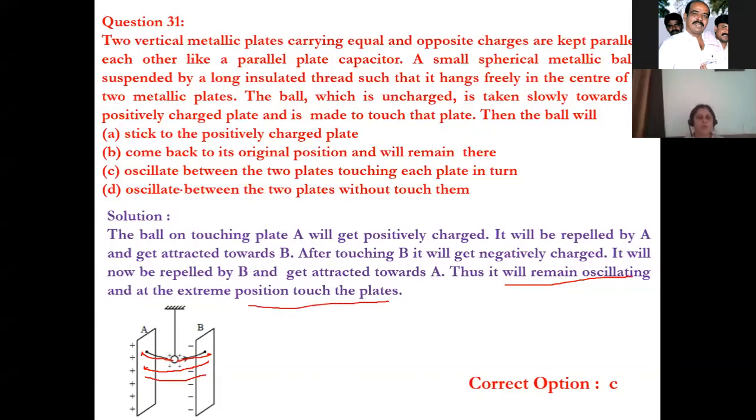Now what are the options? C and D: oscillates between the two plates, touching each plate, or without touching each plate. So which one is the correct option here? In this case, C. Hope you have understood that. So the bob keeps on oscillating between the two plates, touching it. Please note down the options and the correct option.